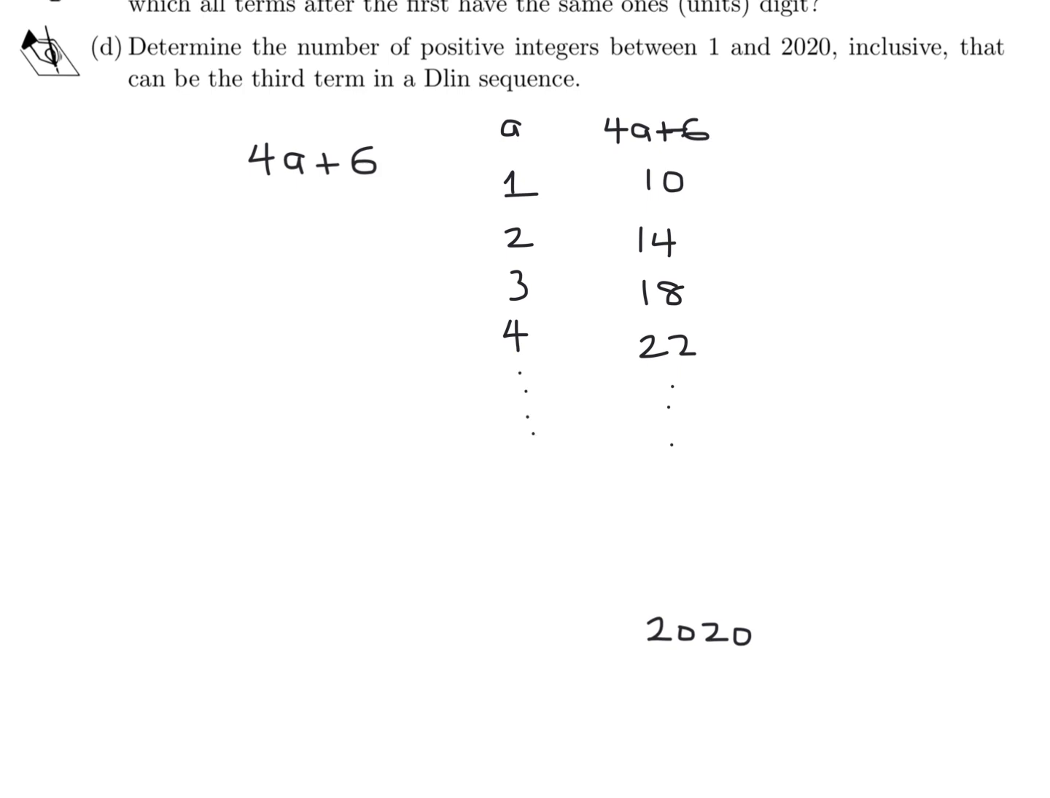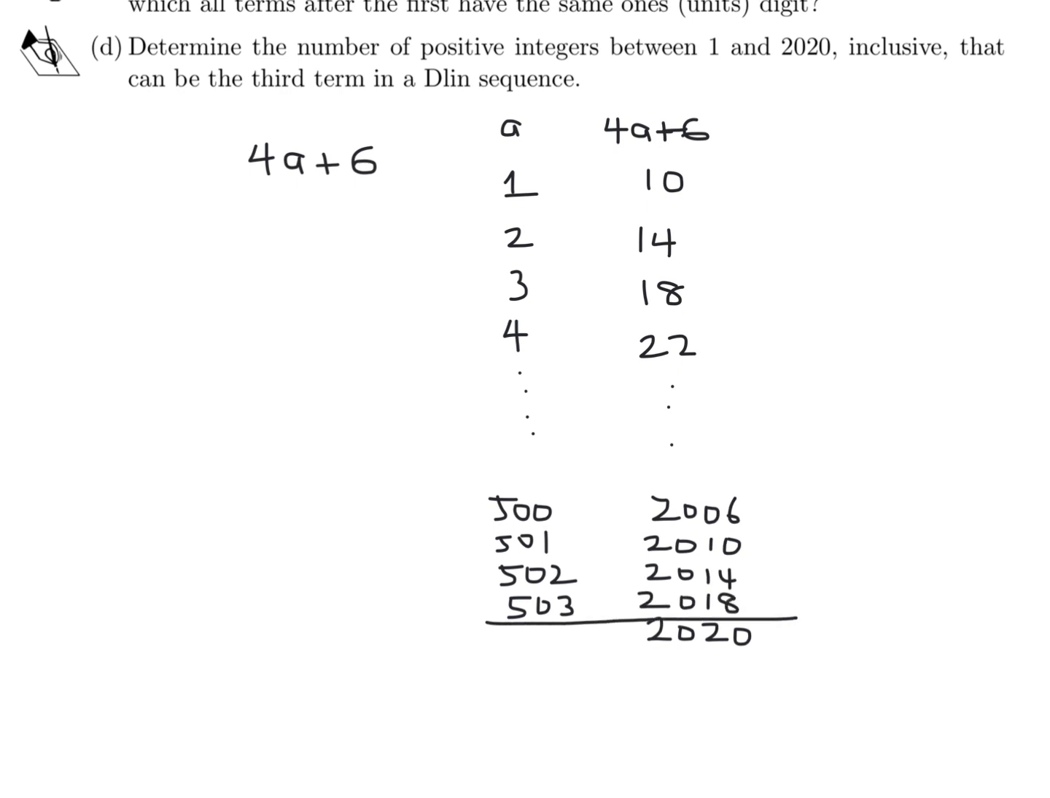So if we kept going here, what if a is 500, it would be 2006. And then 501, it would be 2010. 502 would be 2014, and 503 would be 2018, and I think after that it would be 2022. So for a equal to 1 to 503 inclusive, you get a number that is of the form 4a plus 6. So that means there's 503 of those. Yeah, I think that's it.